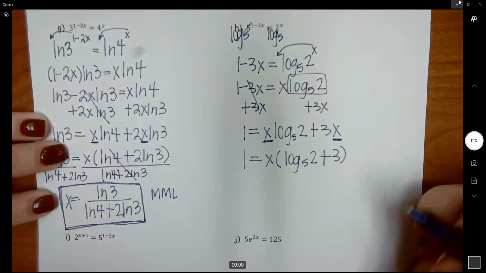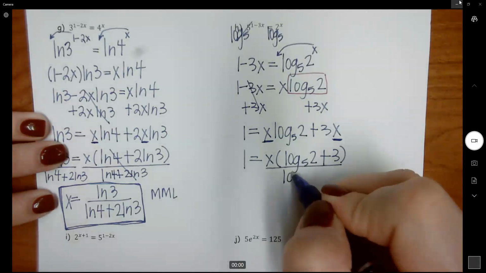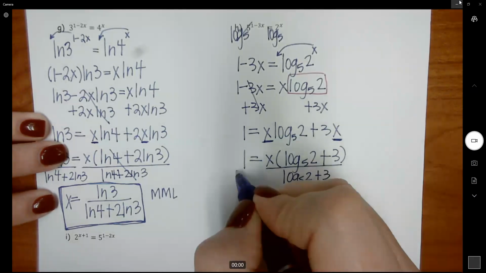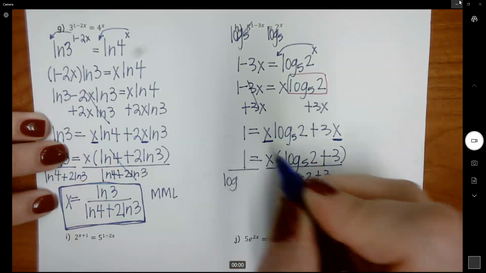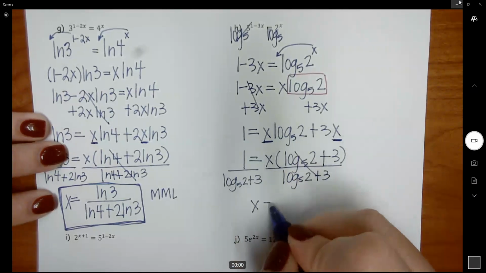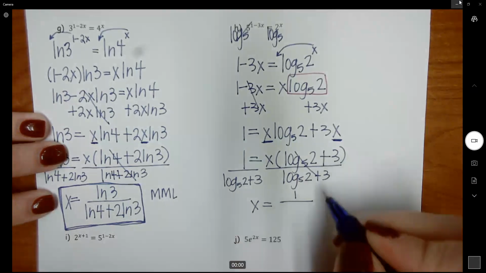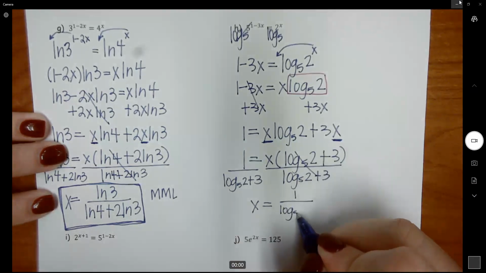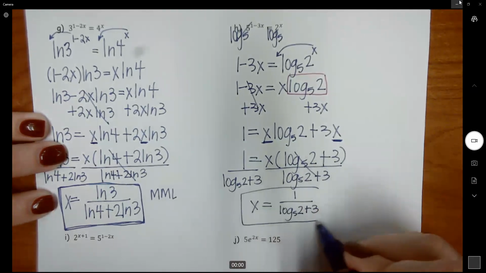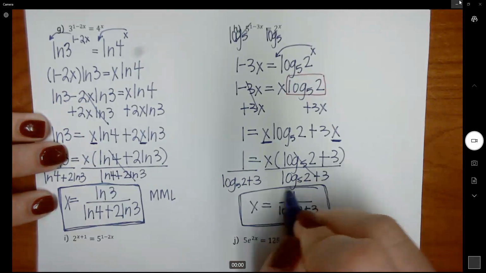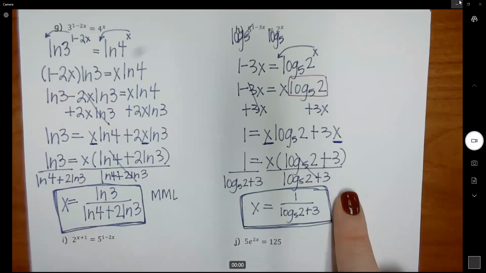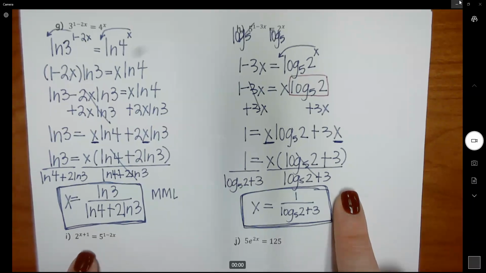So now to get x by itself, we'll divide over log base 5 of 2 plus 3 to both sides. So therefore, x is going to equal 1 over log base 5 of 2 plus 3. I prefer this way.